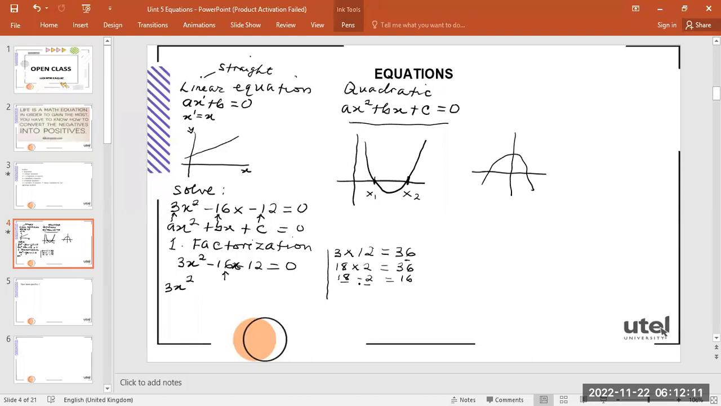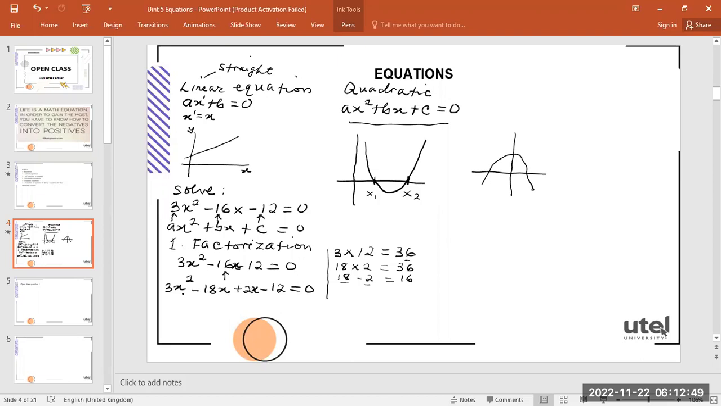Then I will now see how to combine 18 and 2 in such a way that it gives me minus 16. So that's going to give me 3x squared minus 18x, then plus 2x minus 12 equals 0. This is because minus 18x plus 2x is equal to minus 16x. So instead of writing minus 16x, I represent it with these two terms, minus 18x and plus 2x.